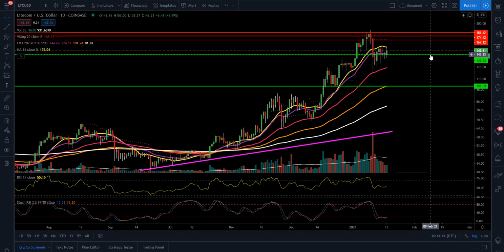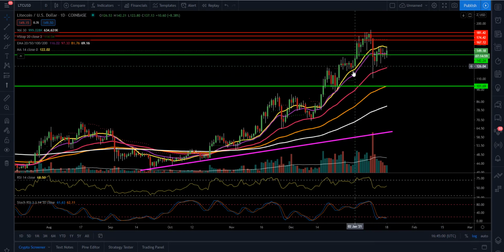If we hold $143 as support, the next overhead resistance we're going to be looking at is the 14 moving average. So we're looking at the 14 moving average today. That's going to be in yellow. In purple, it's the 20 EMA. In pink, it's the 50. In orange here, it's the 100. And then in white, it's the 200.